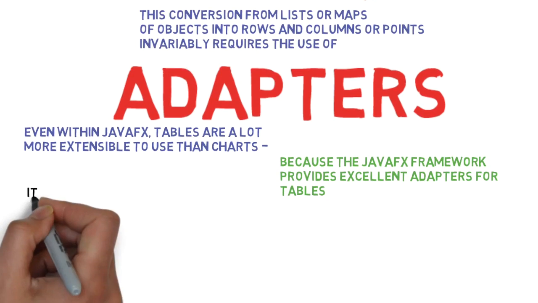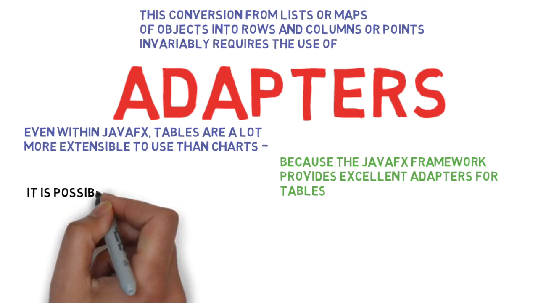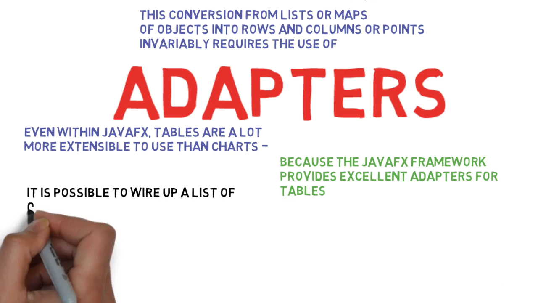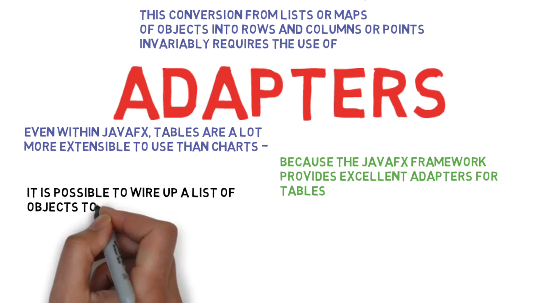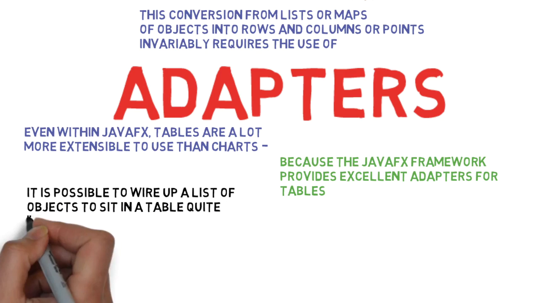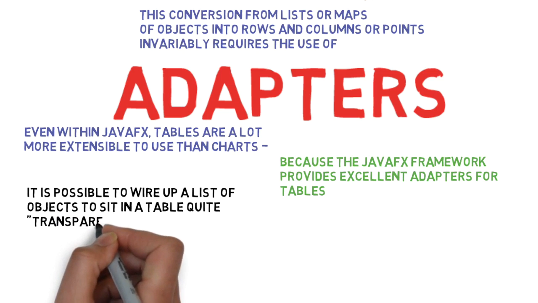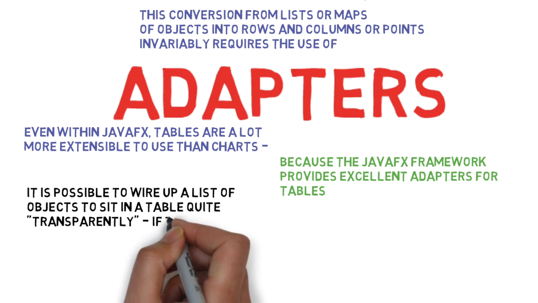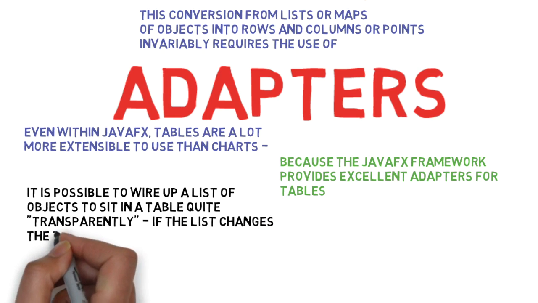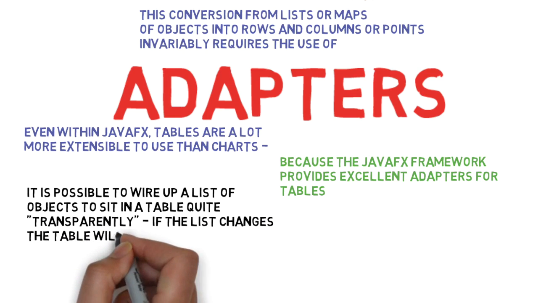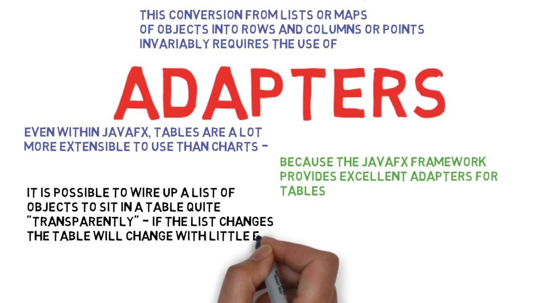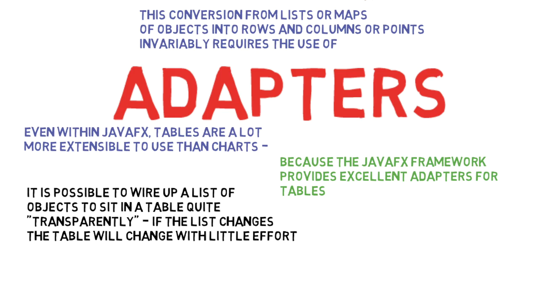You can just say that I have these objects, they have a whole number of attributes which form the columns in one row, and I have this whole series of objects which form the rows in that table, completely transparently. You can also say that when I update this list backing the table, the table itself should update. So if the list changes, the table will change with little effort.